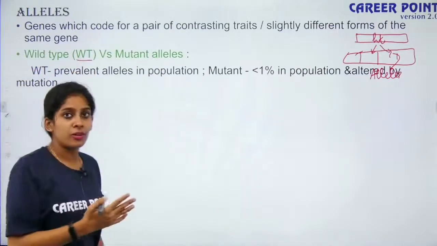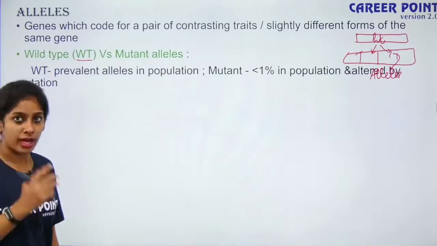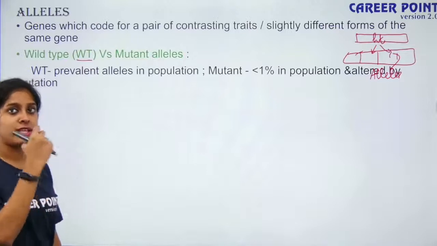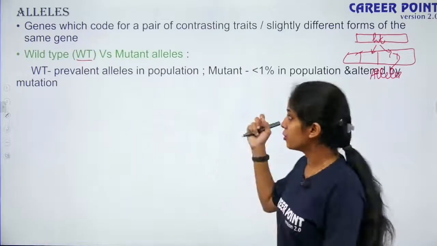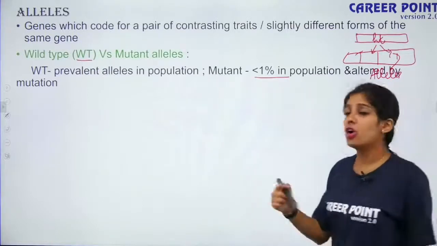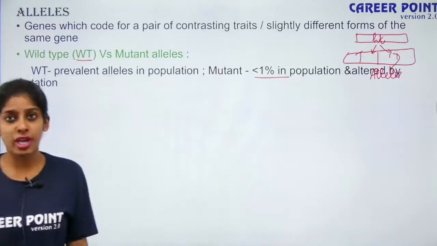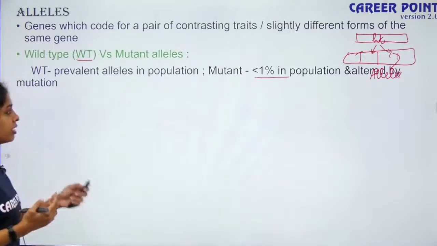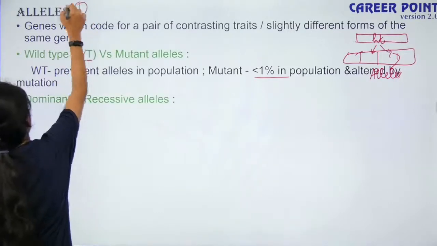Now the other counterpart is mutant alleles, which means they are not present like wild type. There is some mutation, some change in the mutant alleles. So they are called the mutant ones. They are less than 1% in a population and they are altered by mutation. So what do you mean by mutation? Mutation is a change in the genetic sequence.